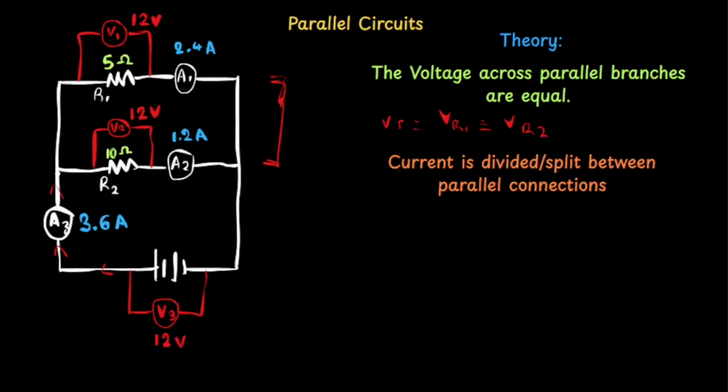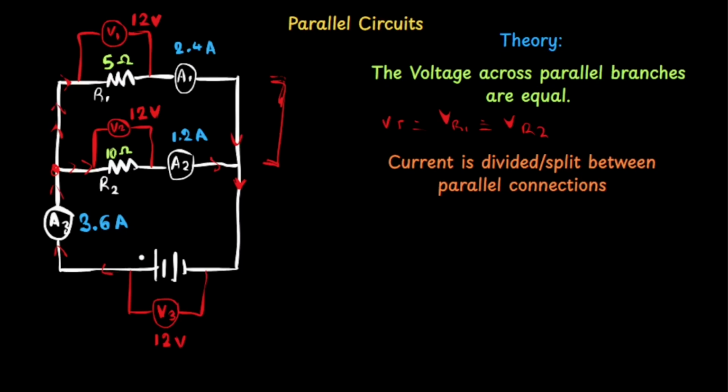But once it approaches this node right here, this junction rather, a certain amount of current will break off and travel through this branch, and a certain amount of current, the remainder of the current, will break off and travel through that branch. It will travel through the components, it will travel through the branches, and eventually it will reconnect and form the total current again. Let's look at this in detail.